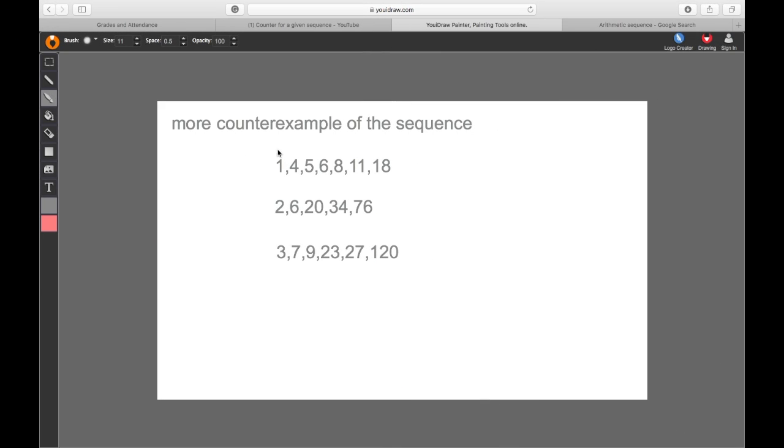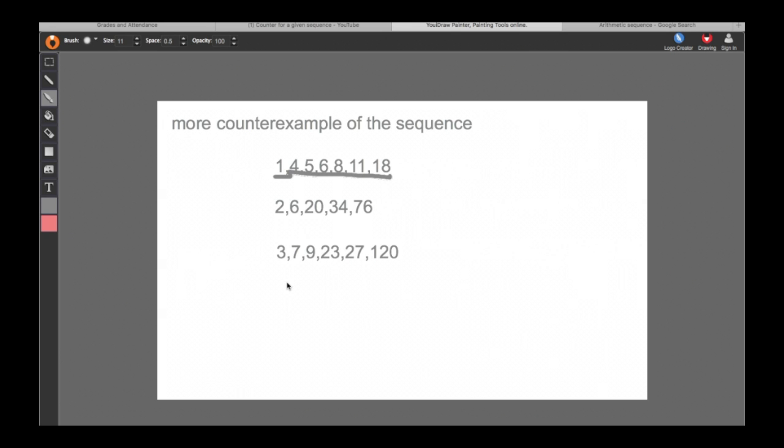So this is more counter examples of a sequence. As you can see for the first one, the difference between each number or each term is not the same. For example, between 1 and 4 the difference is 3, and between 4 and 5 the difference is 1. 5 and 6, the difference is 1. However, 6 and 8, the difference is 2, which means that the difference between each term is not the same for the rest of the sequence, so therefore it is not a sequence.